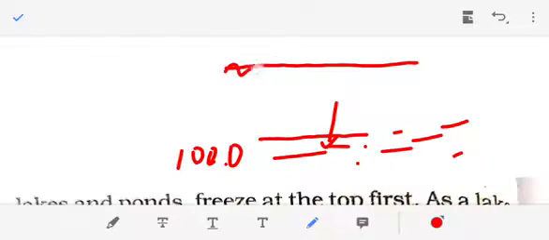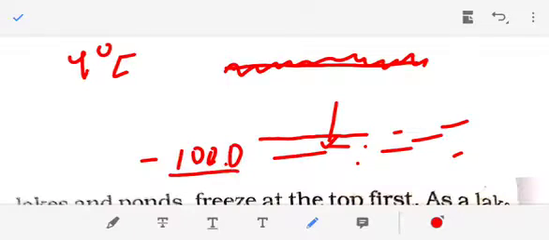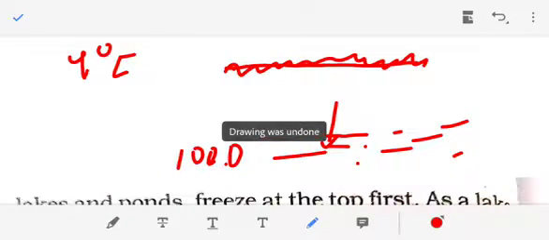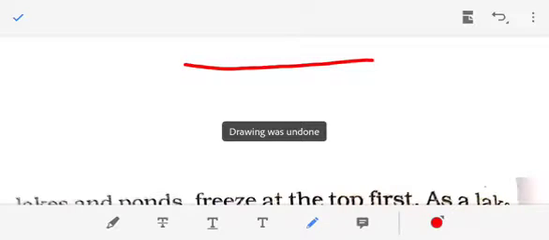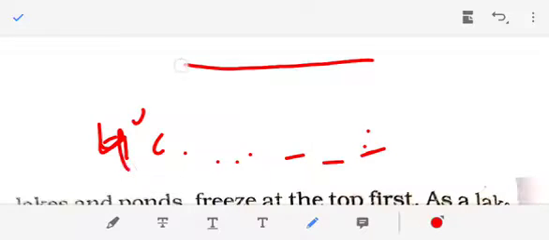So if the free liquid surface reaches a temperature below 4 degrees Celsius, then it will become less dense than 1000 kg per meter cube. For example, if this is the free surface and this is the layer at 4 degrees Celsius, and the free surface reaches minus 2 degrees Celsius, now its density will be less than 1000 kg per meter cube.